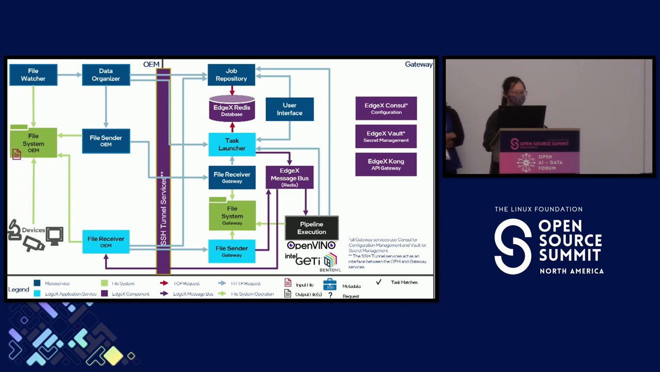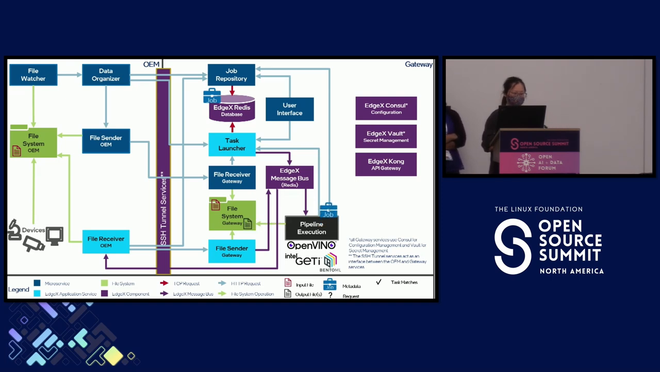And so we'll get that input file, write it to the file system, the file watcher will pick it up, send it to the data organizer to create a job. Then we'll check to see if there's a task that matches, and in this case, there is. So we'll send that information back and pass the job to the file sender OEM, which will then send the files to the file receiver gateway, to be written to the gateway file system. Once those are written, we will go back to the task launcher, check that there is a task that matches, and because there is, we'll go to our message bus to send that information to the pipeline to be executed.